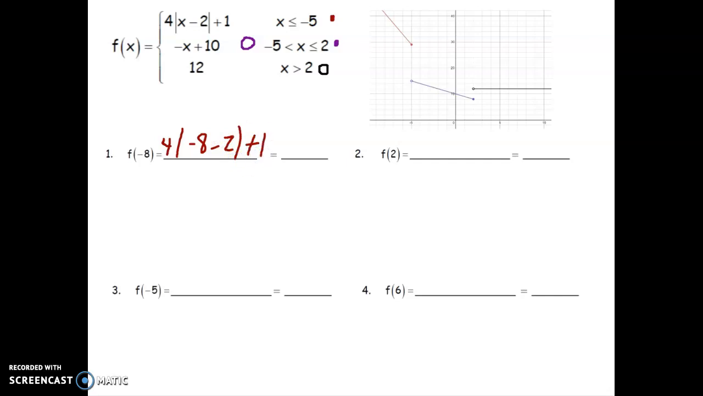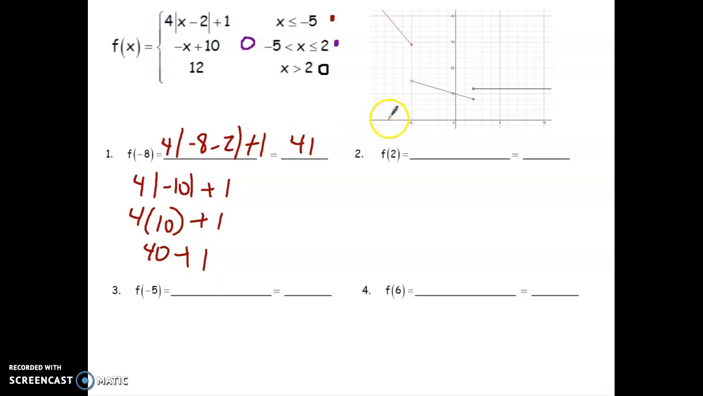All right, and then I'm going to simplify that. So according to order of operations, -8 minus 2, that would be -10. Absolute value of -10 is +10. Remember, absolute value measures a distance, so it's always a positive value. 4 times 10 is 40, and 40 plus 1 is 41.